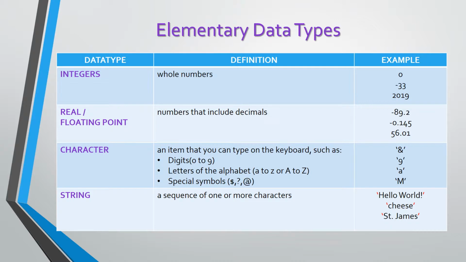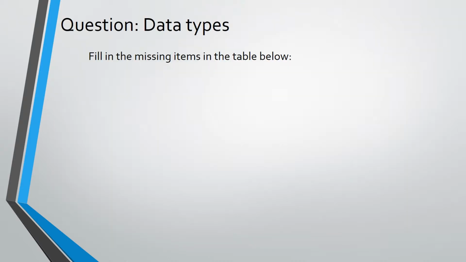So the first column has data types, the second column has a definition of the data type, and the third column would have examples. For example, integers, whole numbers, and 0, -33, 2019. Then real or floating point, numbers that include decimals, and the examples are there. Alright? I try to immediately assess if the students understood data types.